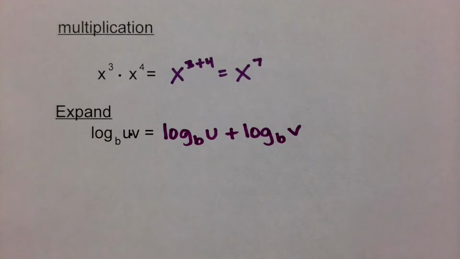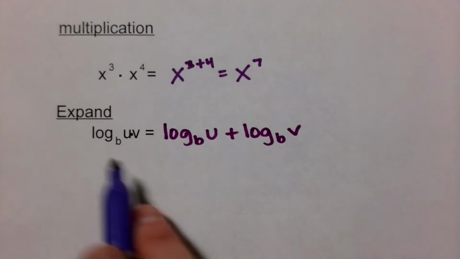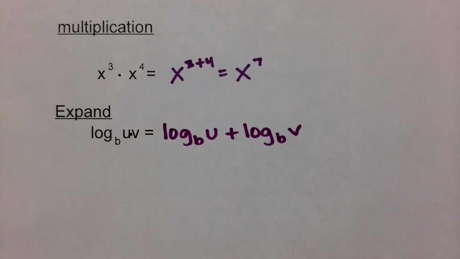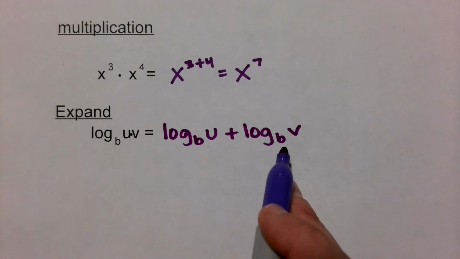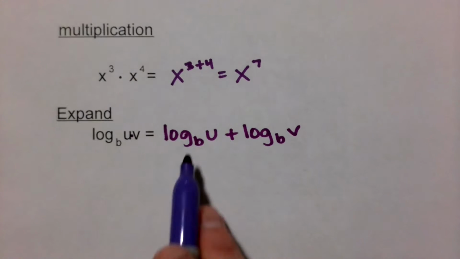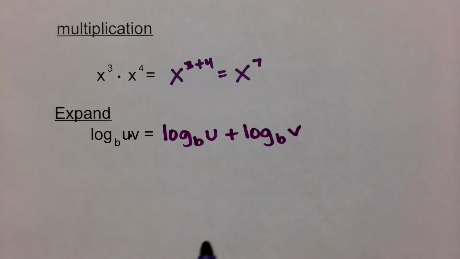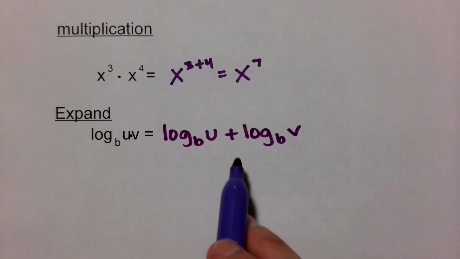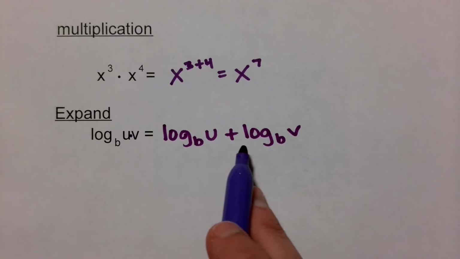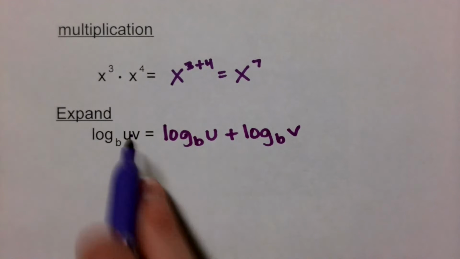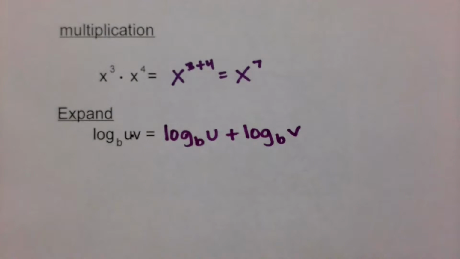Anytime I'm expanding or condensing, the bases are going to be the same. If I am expanding, this base b still is there. If I'm condensing, they have to have the same base before I can condense it back into multiplication. So if I went the other direction, it would take addition and condense it into multiplication in the argument.